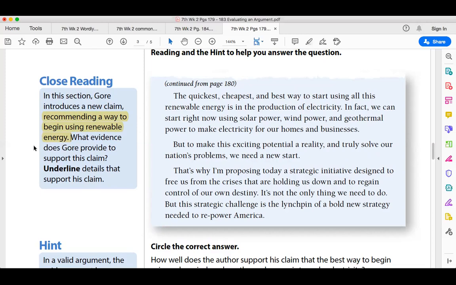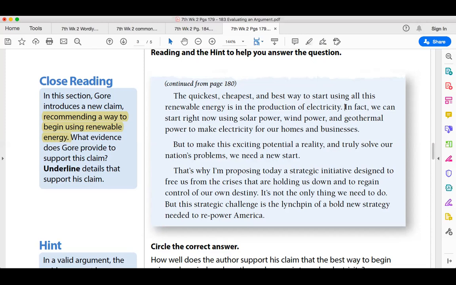Okay. All right. You can either stop me now to try to do this on your own, or you can just keep going with me. The quickest, cheapest, and the best way to start using all this renewable energy is the production of electricity. In fact, we can start right now using solar power, wind power, and geothermal power to make electricity for our homes and our businesses. Right there.